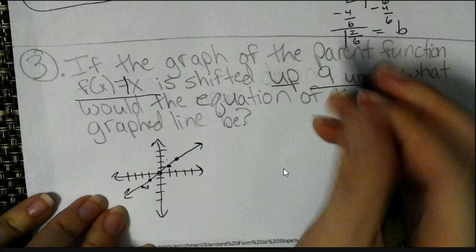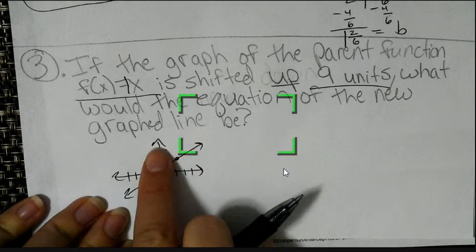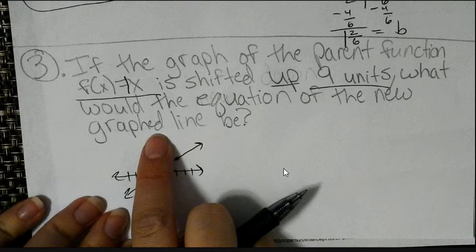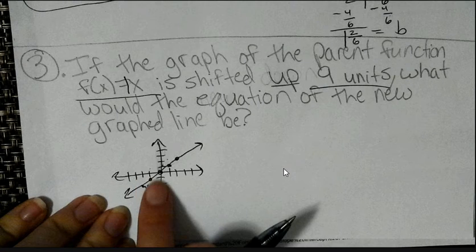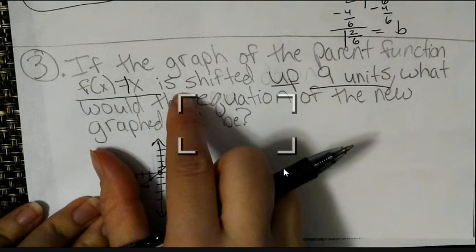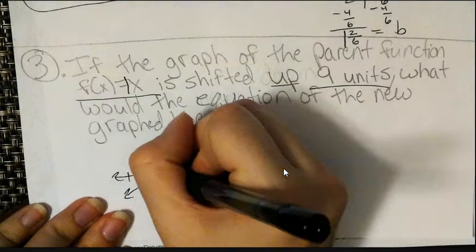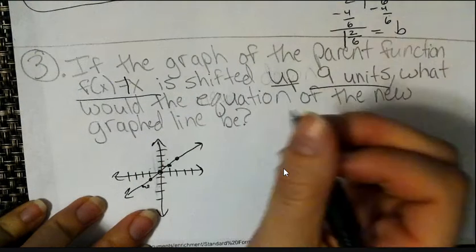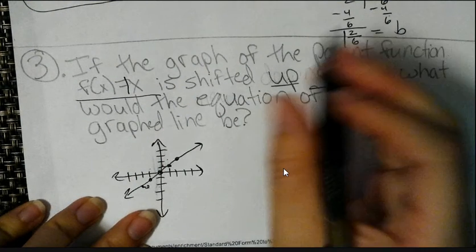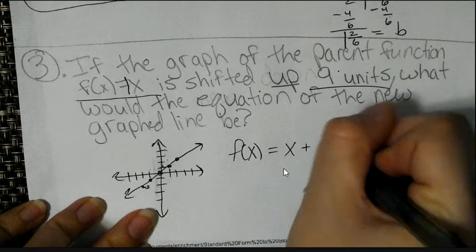If I shift it up 9 units, I'm just literally going to take this and move it up. The slope doesn't change. So it's like I'm moving this line up 9 times. So that means the y-intercept is no longer going to be at 0, it's going to be at 9. So my new equation would be f of x equals x plus 9.